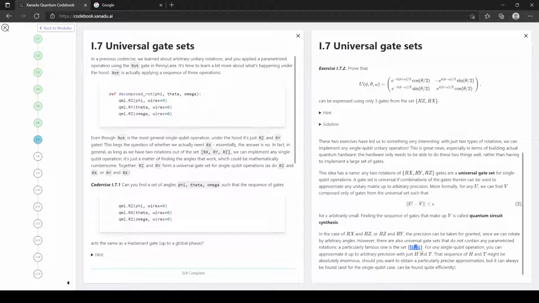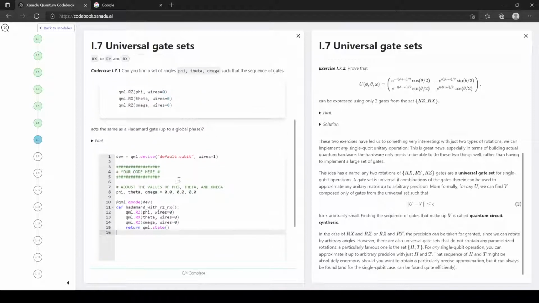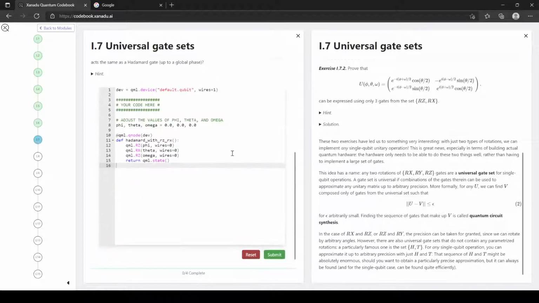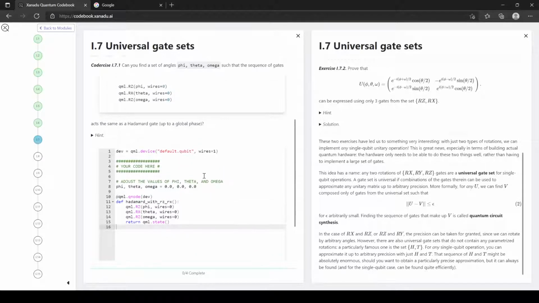You can also do this with just H and T. So what do we do here? Can you find the set of angles phi, theta, omega such that the sequence of gates RZ, RX, RZ acts the same as a Hadamard gate? Well, see, now I have to remember. Oh, actually, no, I don't have to remember.